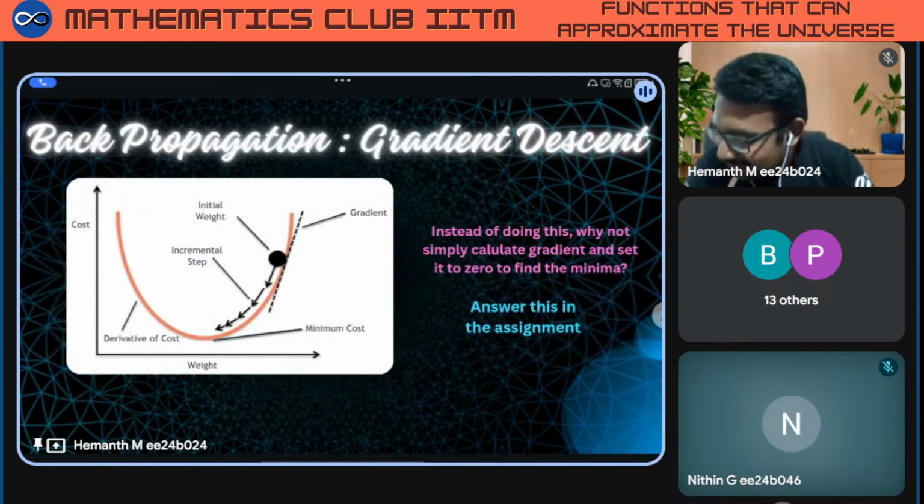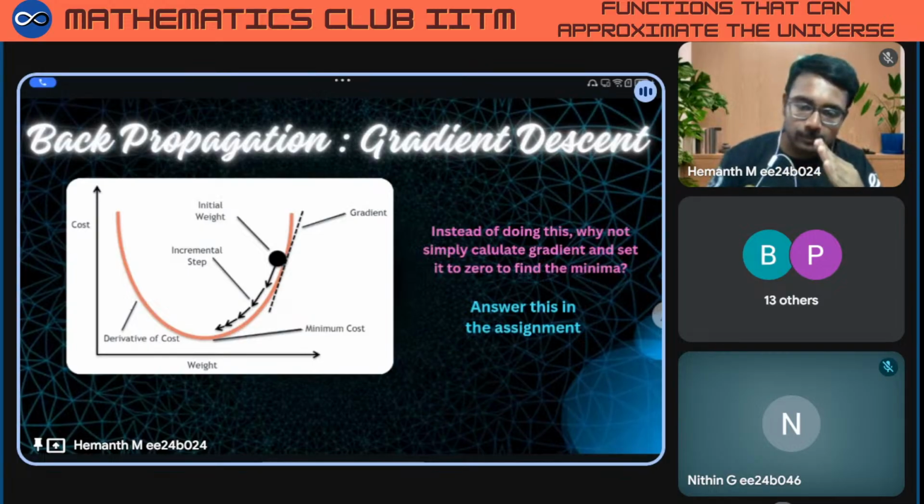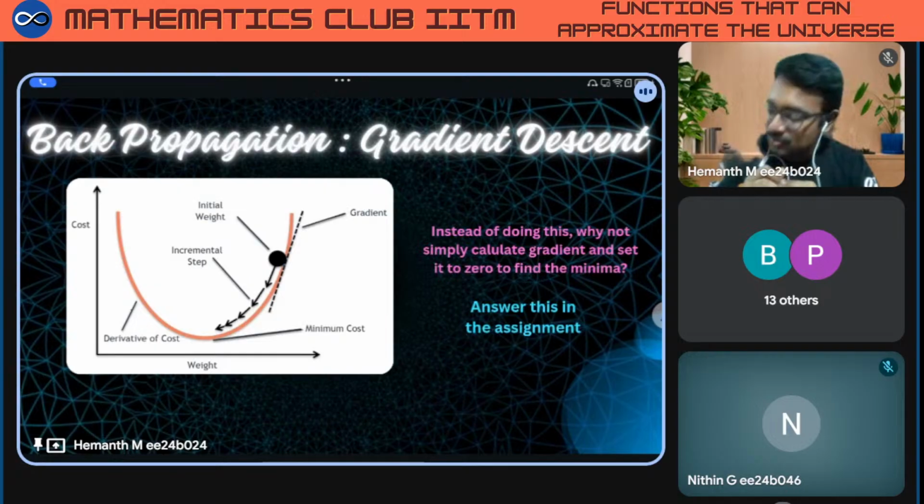Say this is my cost as a function of some weight; for now, just take the cross section with respect to one particular weight. Here, the gradient is just the slope. When your slope is positive, it means that if the weight changes in the positive direction, then the cost will increase. So if the slope is positive, we move in the negative direction so as to decrease this loss. And we do this again and again.